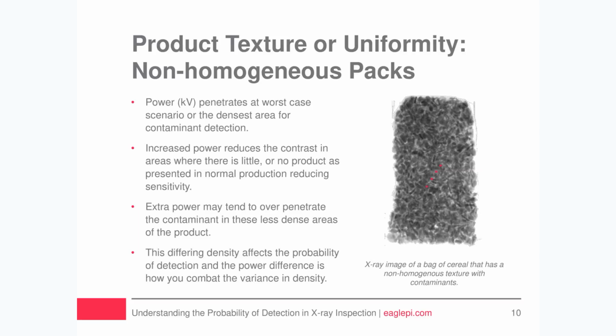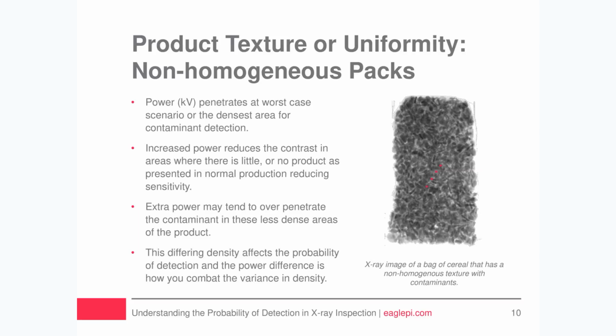In a non-uniform product, the power, which is measured in kilovolts or abbreviated to kV, is set to penetrate at the worst case scenario, which is obviously the densest area that will be seen in a normal production environment. Because of this variation in non-uniform or non-homogeneous products, more X-ray energy is required to penetrate or pass through the inspected item. Increasing the X-ray penetration power also reduces the contrast created by the contaminant in areas where there is little or no product, as presented in normal production, therefore reducing its sensitivity.